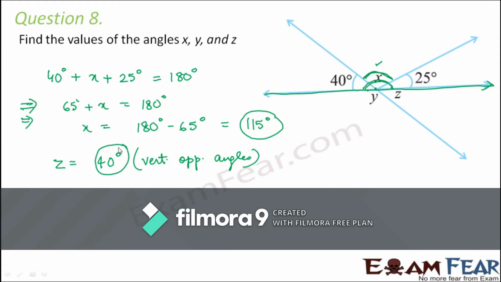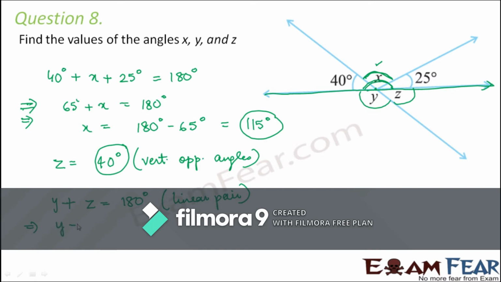So now what are we left with? We are left with y. Now when you look at y, you would see that y and z also form 180 degrees because they together form a linear pair. So we can say that y plus z is equal to 180 degrees because they form a linear pair.